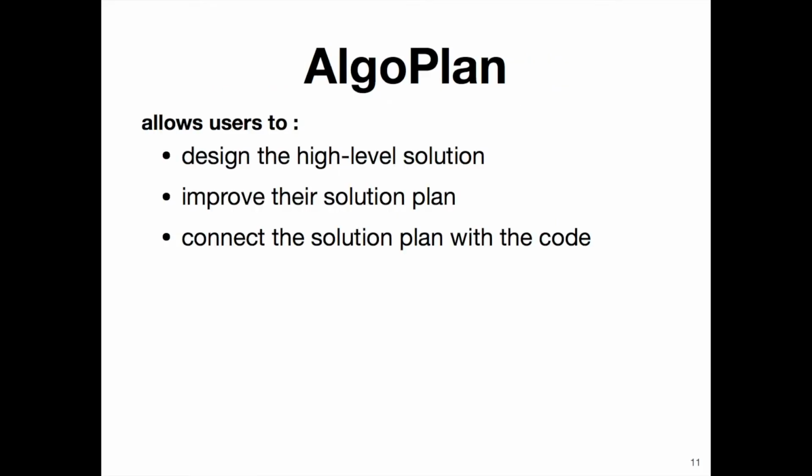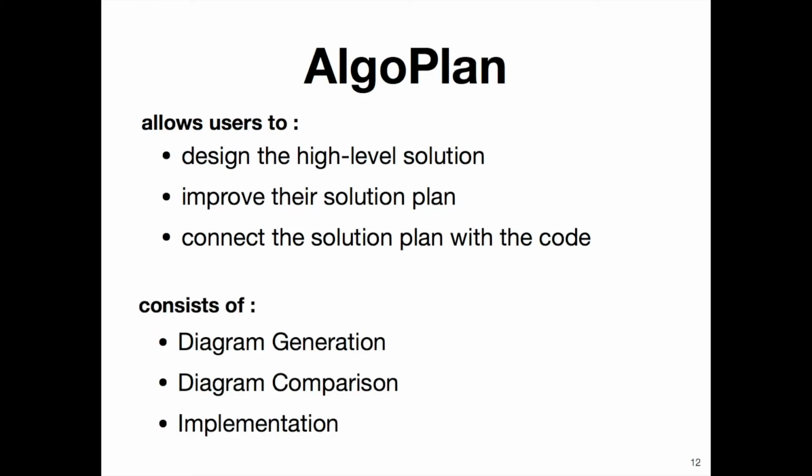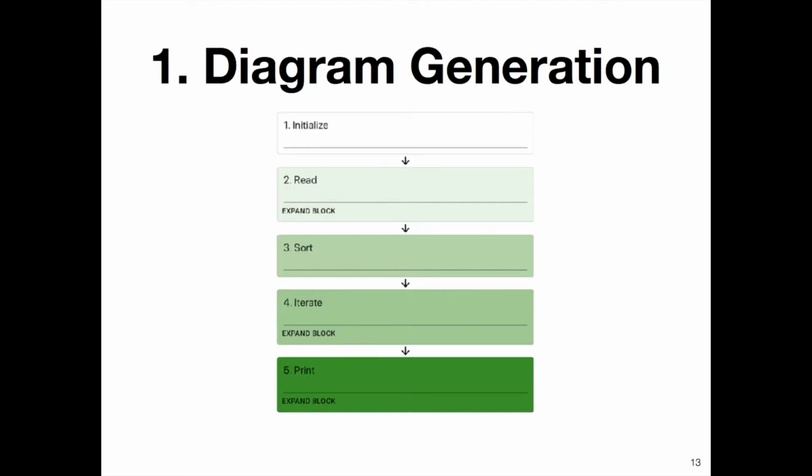AlgoPlan allows learners to design the high-level solution plan with subgoal diagrams, improve their solution plan by comparison with a reference diagram, and connect the solution plan with the actual code. AlgoPlan consists of 3 stages: diagram generation, diagram comparison, and implementation. In the diagram generation stage, learners can design their high-level solution plan. A skeleton diagram is provided to scaffold learners in coming up with the plan.